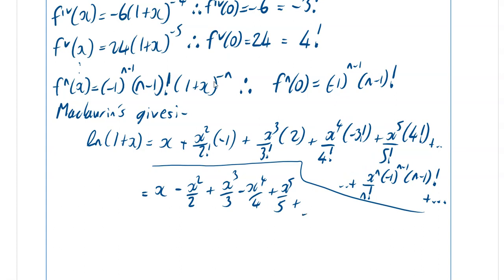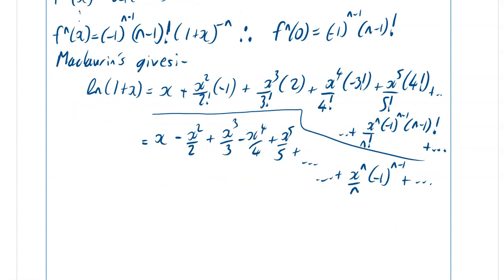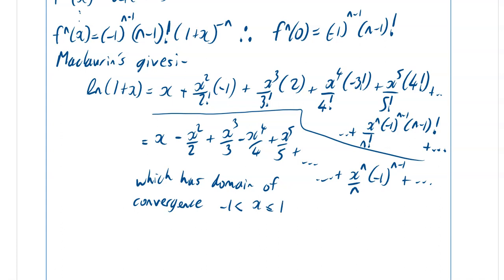So your last term then, just say dot, dot, dot, and then that was plus your x to the n over n, and that was times (minus 1) to the power of n minus 1, plus dot, dot, dot, because remember it is still an infinite series. We just need to say what the domain of convergence is for this thing. So the domain of convergence is a bit strange. We'll just write this in first, just say which has a domain of convergence, and it's minus 1 is less than x is less than or equal to 1. Okay, and we'll say why it is. It's a less than here. I'll explain why this is, and I'll just say it can't be minus 1.